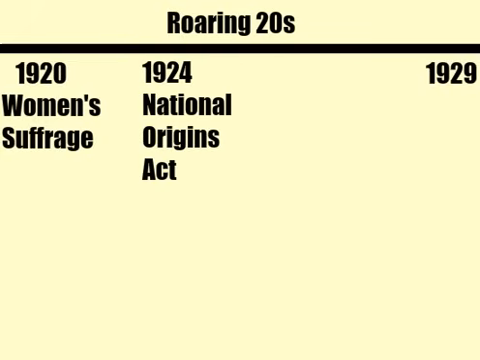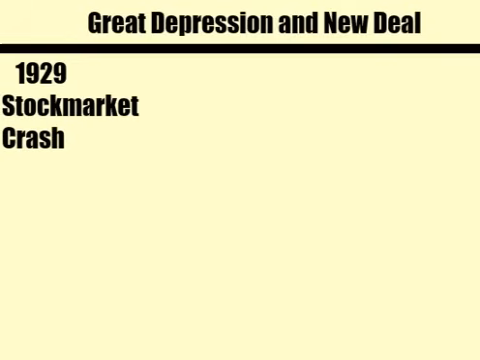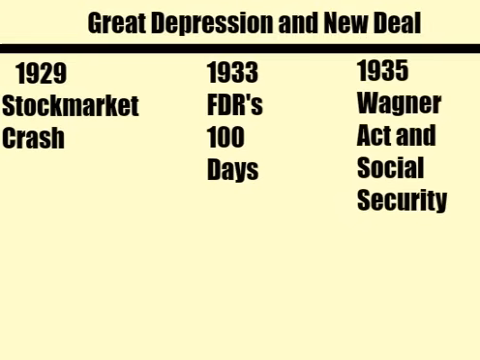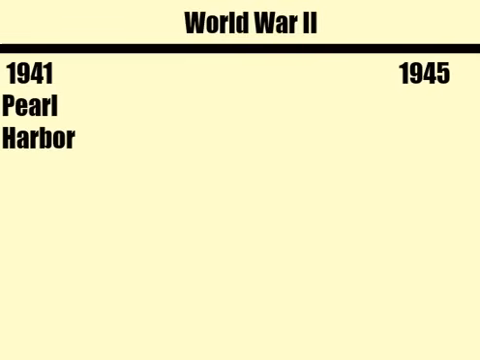In 1924, you need to know about the National Origins Act, which created quotas for immigrants. 1925 is the Scopes trial. In 1929, the stock market crashed. That led to the New Deal, which began in 1933 with the 100 Days. In 1935, it's the Second New Deal, with Social Security as well as the Wagner Act. 1941 was the beginning of World War II for America with Pearl Harbor.